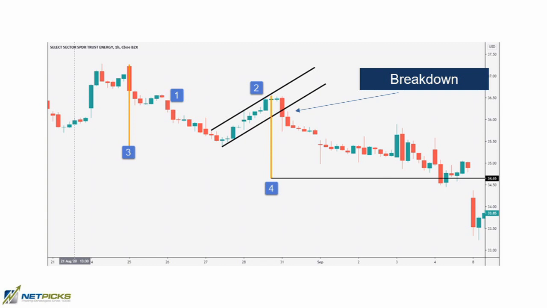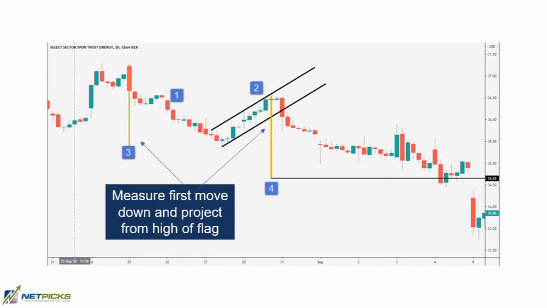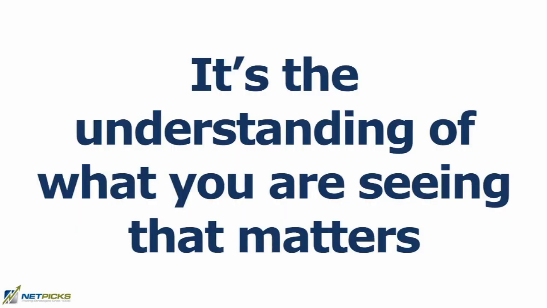We would measure the move into the low before the rally. At number 4, the move from 3 is projected from the high at 2 to give you your price target. Now, I purposely did not pick a perfect example here with big thrusting momentum candles, because rarely do we see perfect patterns. It's more the understanding of what you're seeing that really matters.